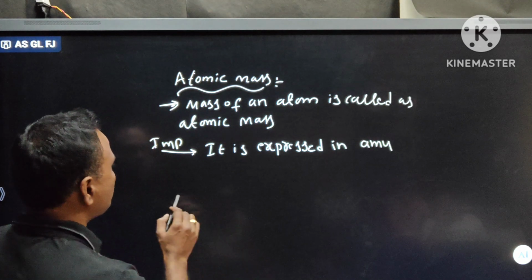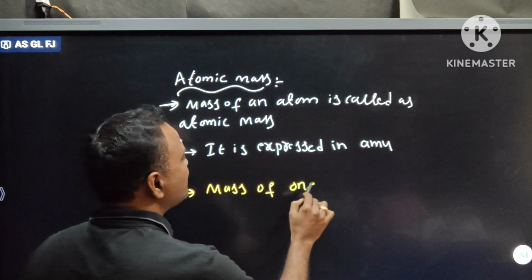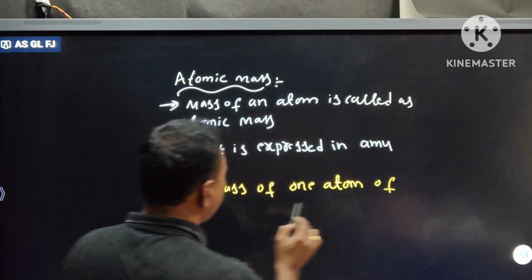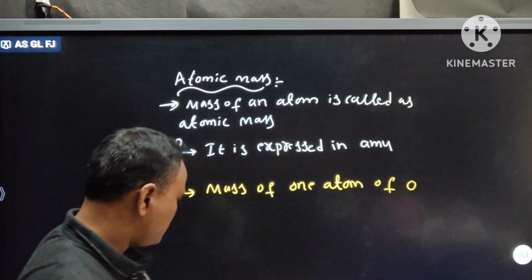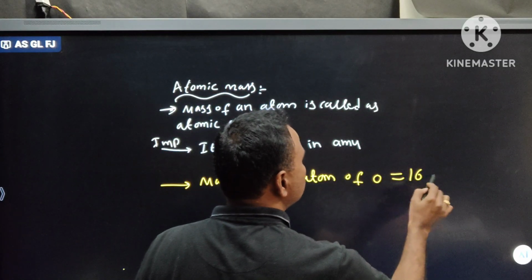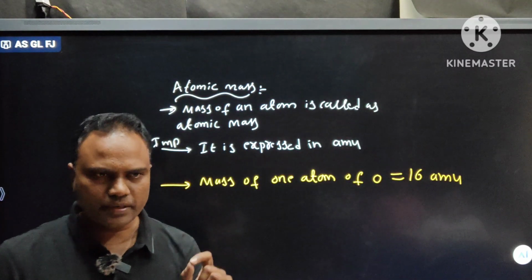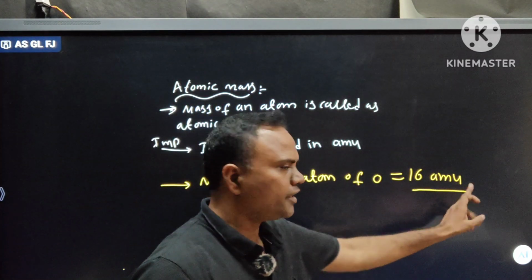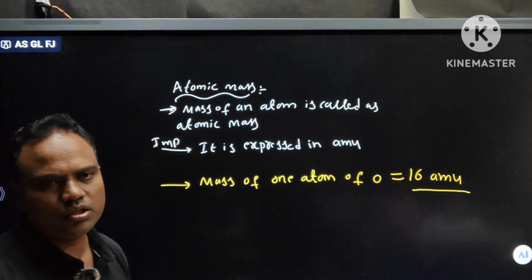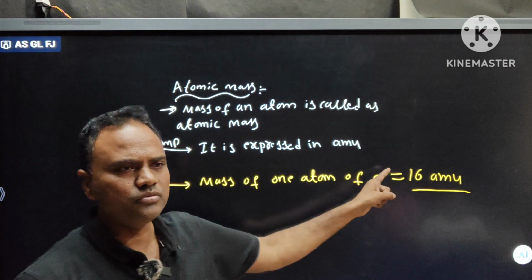For example, mass of one atom of oxygen is equal to 16 AMU. One atom, if we mention particularly one atom, you have to write AMU, otherwise you will get the wrong answer. One atom, one molecule, immediately put AMU. It is expressed in AMU.